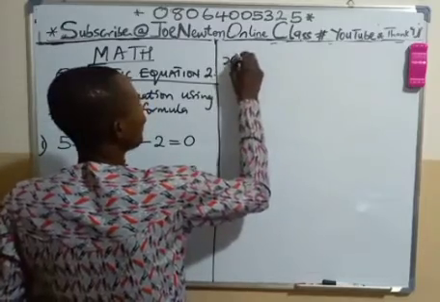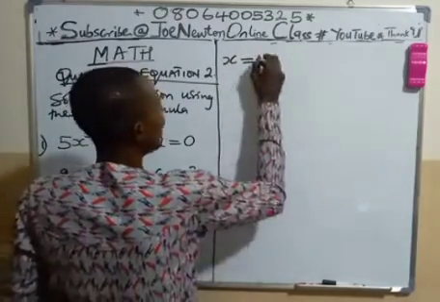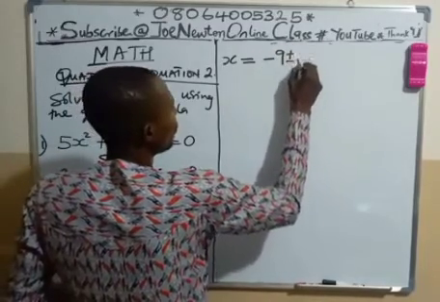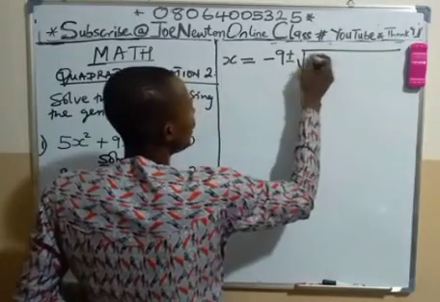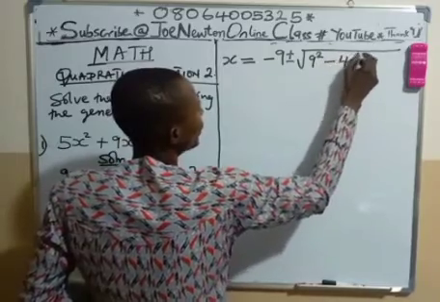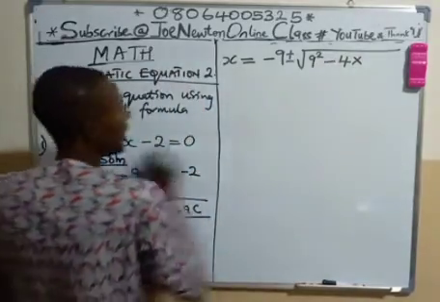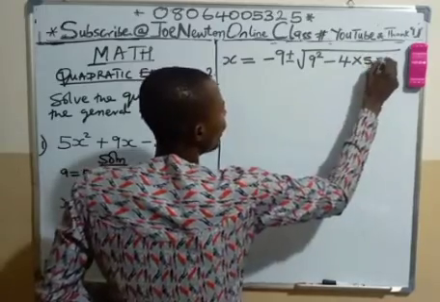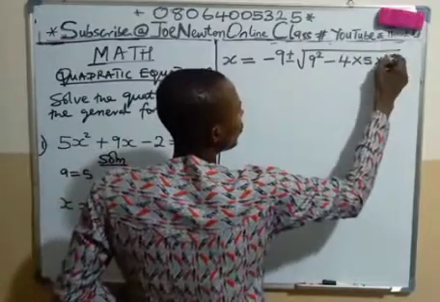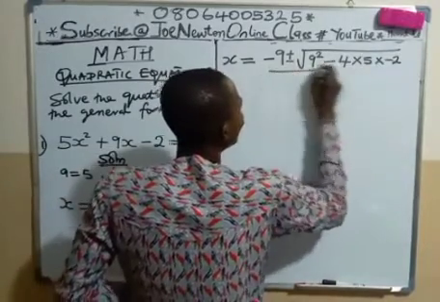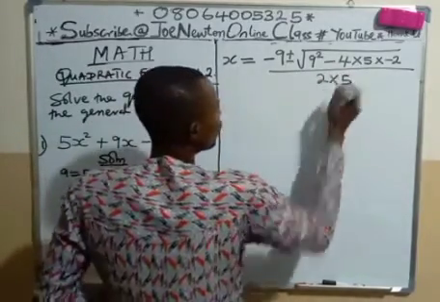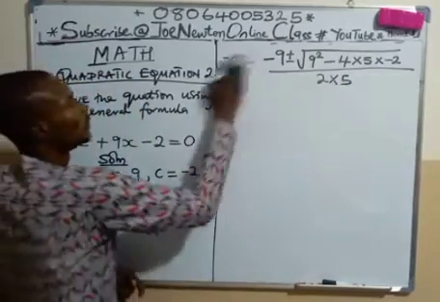We now have x is equal to minus, our b is 9, minus 9 plus or minus square root of b, which is still 9 squared, minus 4 times our a, which is 5, times our c, which is minus 2, all over 2 times our a, which is 5. So we substitute accordingly. Then we continue.